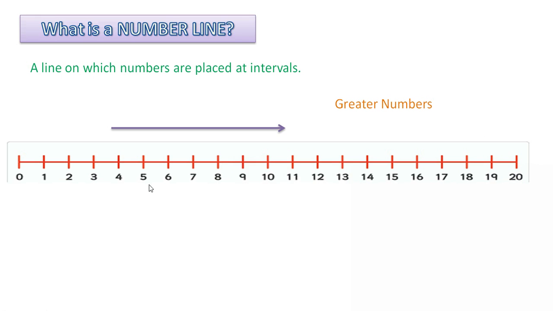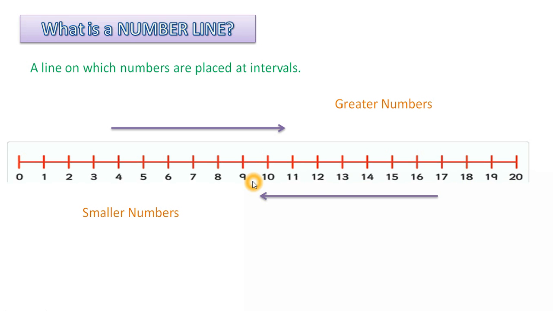Similarly, as you move towards the left on the number line, what happens? As you move towards the left, you are moving towards smaller numbers. So you see 4 lies to the left of 9, which shows that 4 is smaller than 9. 9 lies to the left of 18, which shows that 9 is less than 18. It's smaller than 18.